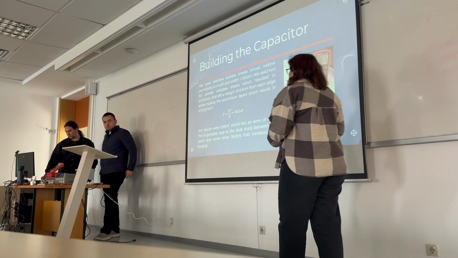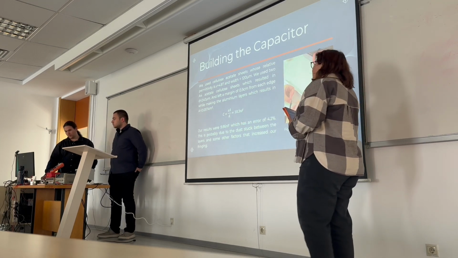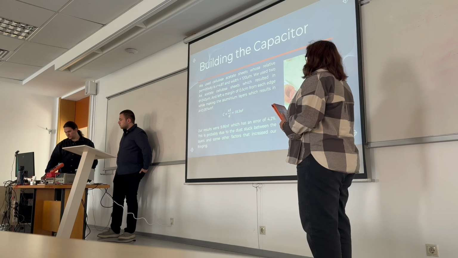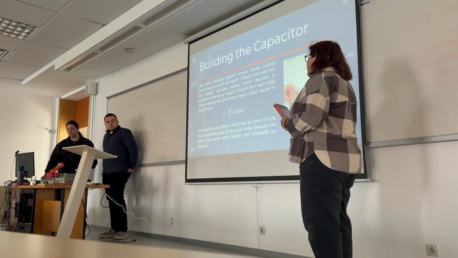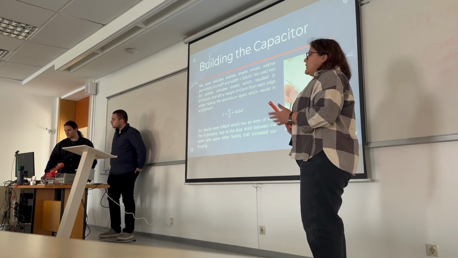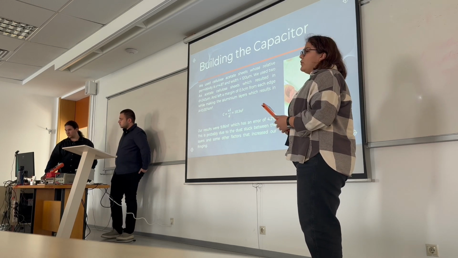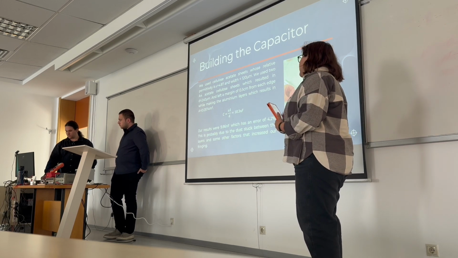By using this capacitance formula, we find the theoretical capacitance to be 10.3 nanofarads, and when we measured it with our multimeter, we measured it to be 9.86 nanofarads with an error of 4.2%. This can be because of dust stuck between the layers or the aluminum foils not being perfectly flat, and because of these errors, the fringe effect increased.